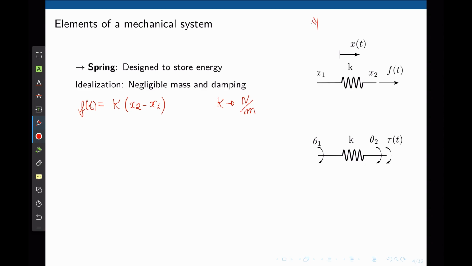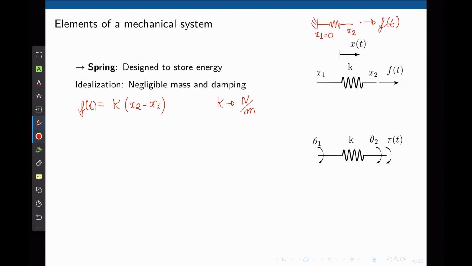Again, if you fix one end of this spring and apply a force to the other end, on this side here we have x2 and on this side here we have x1, which in this case is 0. But if that end is also allowed to move, then you need to consider the relative compression or stretch of that spring, that is x2 minus x1. This is for a linear spring.